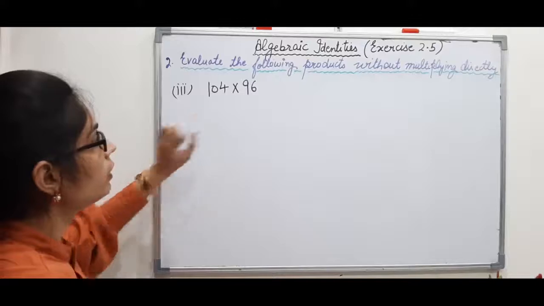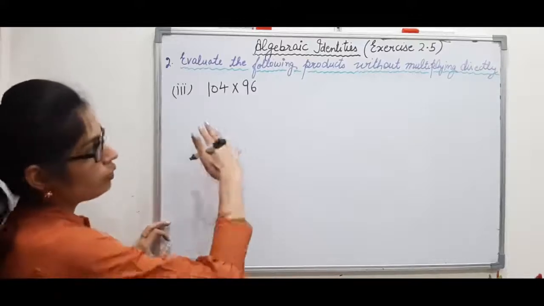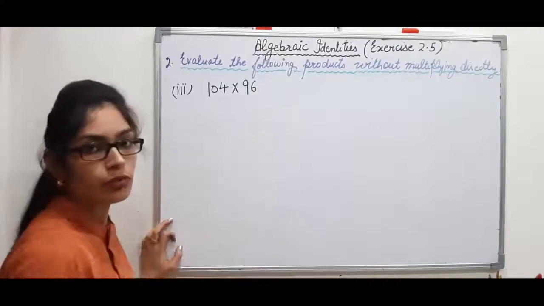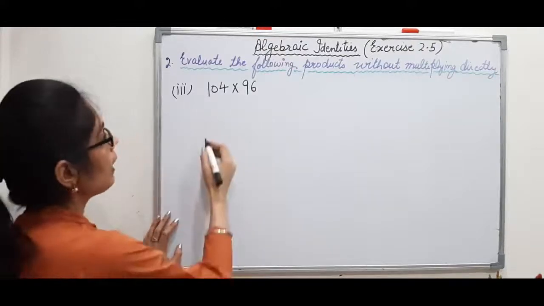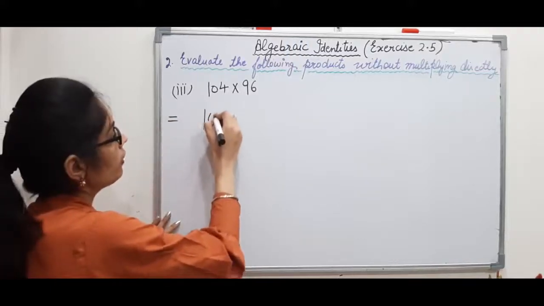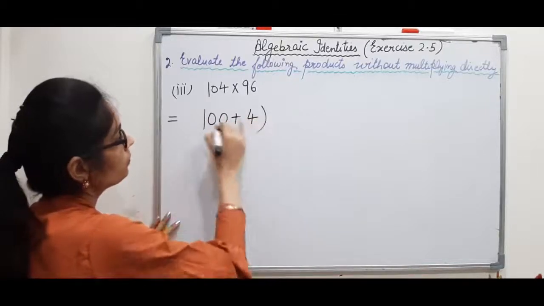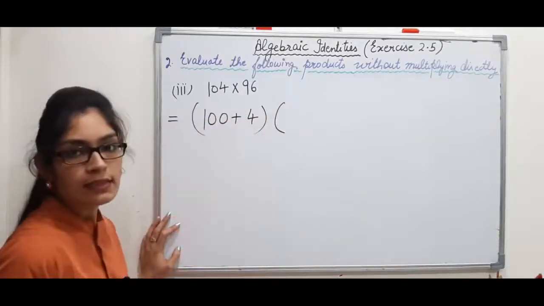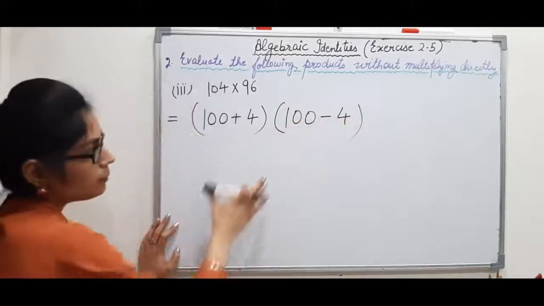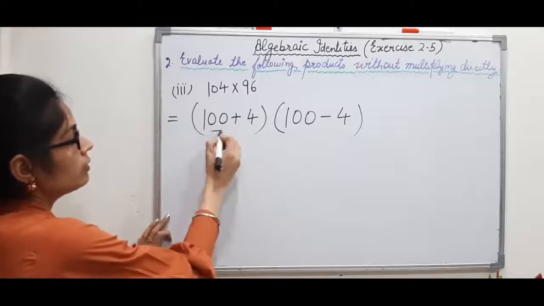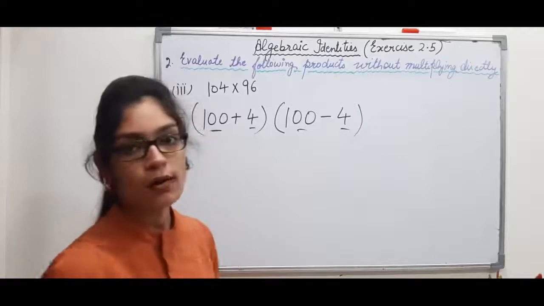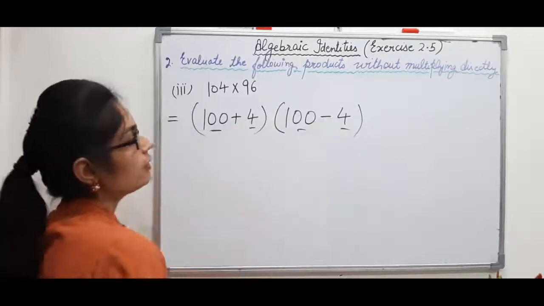So I am going to do the third part now. We don't have to do direct multiplication, again we have to convert it in such a form that we can use an algebraic identity. So 104 we can write as 100 plus 4, and 96 we can write as 100 minus 4. Now this expression you have to see carefully. These two terms are same, 100 and 100, and these two terms are also same. Only difference is in the sign.